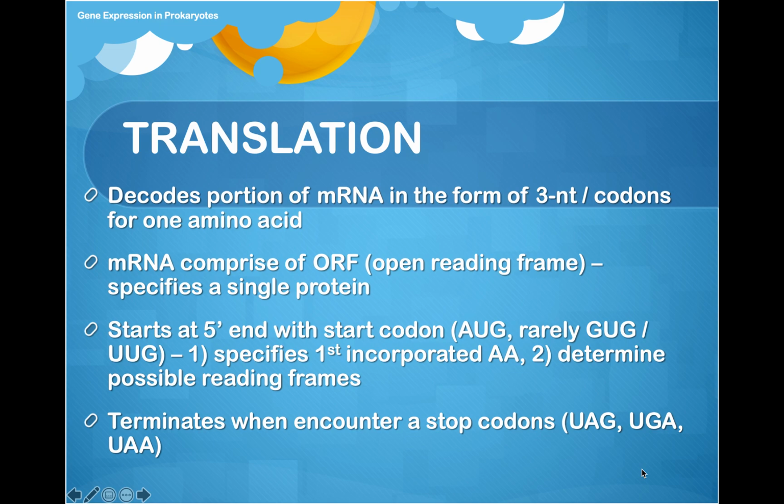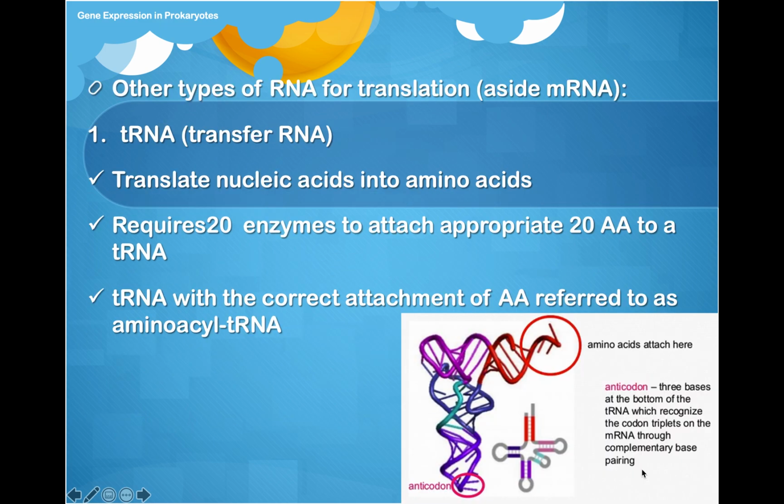It will terminate when it encounters a stop codon, and there are 3 stop codons available: UAG, UGA, or UAA. There are other types of RNA for translation aside from mRNA. mRNA is the one produced after transcription, but earlier, during the introduction of gene expression, there are lots of RNAs that are produced.